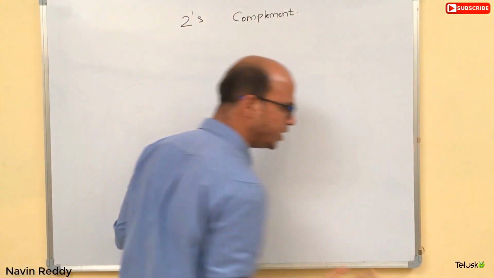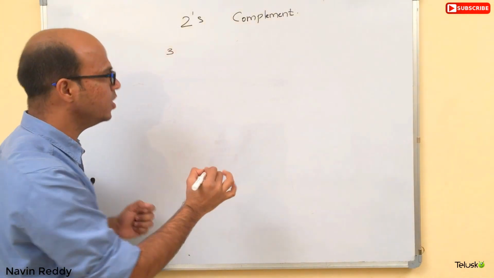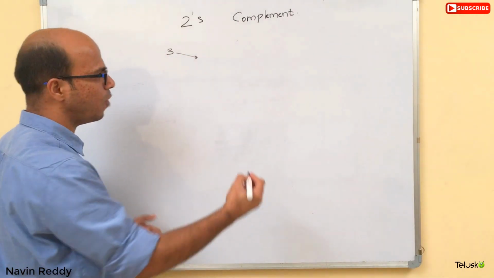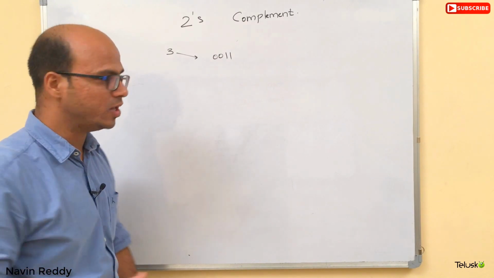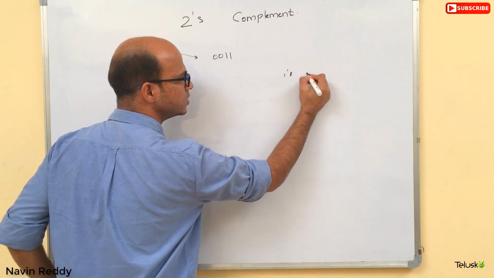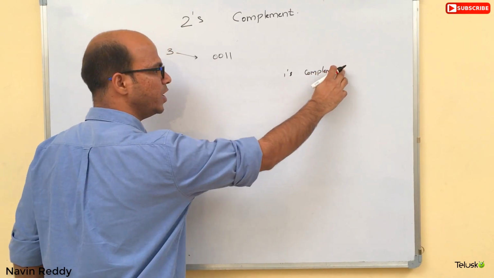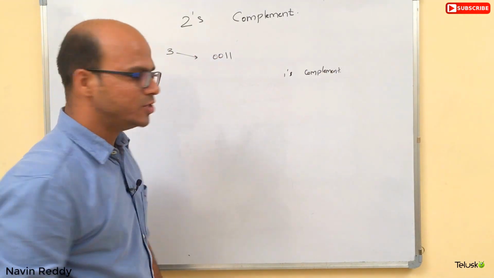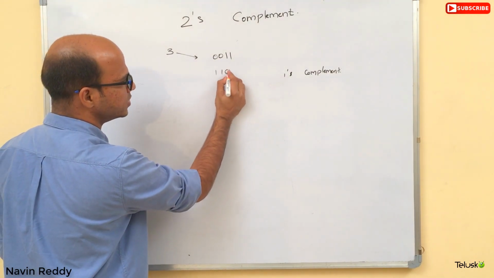okay, so to find 2's complement, let's take a number 3. If you want to find minus 3, first of all, you have to convert this number into binary format, which is 0, 0, 1, 1. Now this is still the binary format of 3. Then you have to find the 1's complement of this number. Now how do you find 1's complement? Just reverse this number.